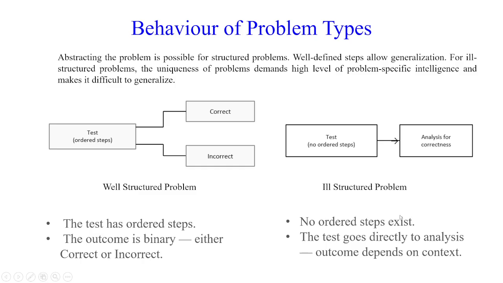But if you're recommending a policy for reducing urban crime, you cannot simply substitute something like in a quadratic equation. You will need to consider multiple factors like social factors, economic factors, historical data, and possible feasibility. Some experts might disagree on whether this policy is correct or not. So it is very difficult for an ill-structured problem to give an answer whether it is correct or incorrect. So it will directly go to the analysis step.